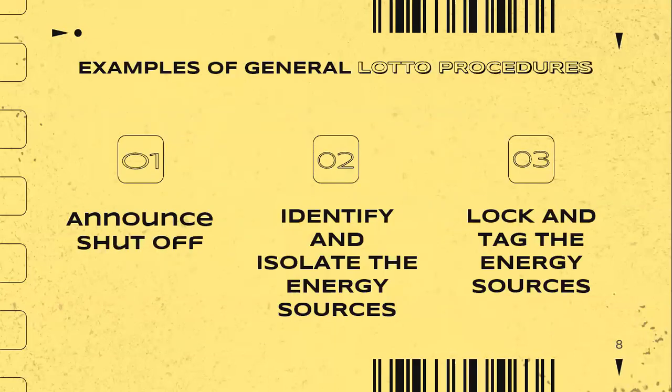Examples of general LOTO procedures. There are 3. 1, announce shut off. 2, identify and isolate the energy source. 3, lock and tag the energy source.